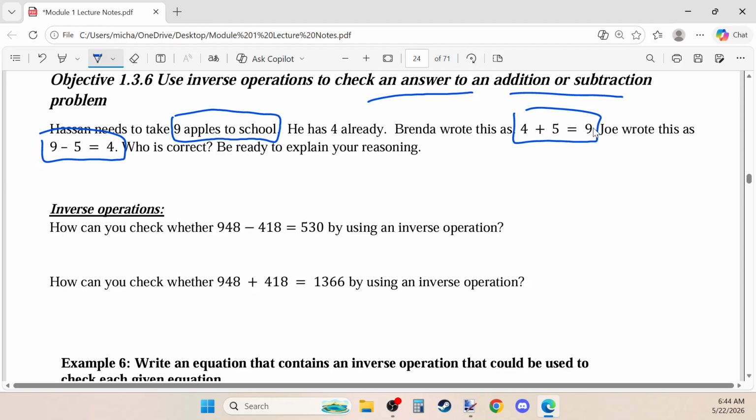They're the same, right? These are the same statement. So he has 4. He wants to get to 9. He has to fill in the blank. Filled in the blank with a 5. That's great.